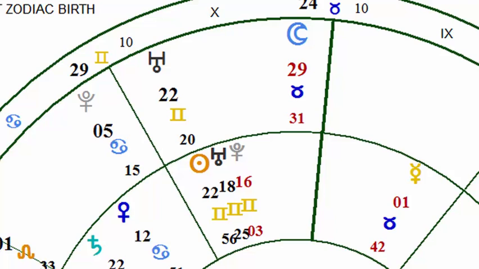Pluto rules transformation. It rules death and transformation. Now, I don't like to use death in the way that we think of it. When leaves fall off the tree in the fall, they're dying, but they do so in order to make room for new leaves to come in the spring. So the transformation that I'm talking about is getting rid of one situation to make room for another one. And again, this is within the framework of the United States. I leave this up to you to interpret any way you wish. Pluto is also known as the universal welfare planet.